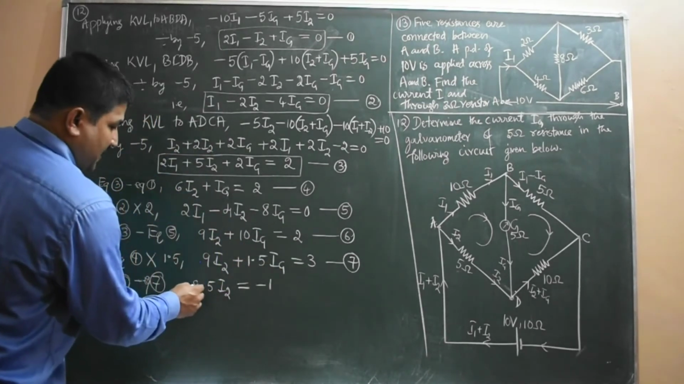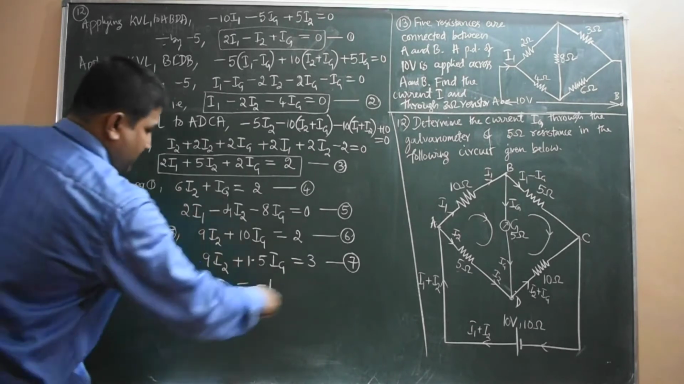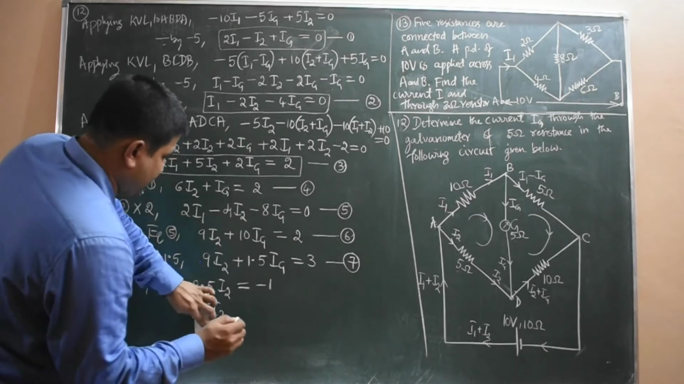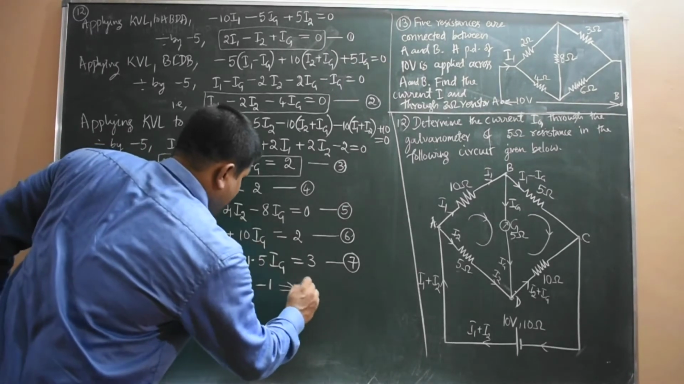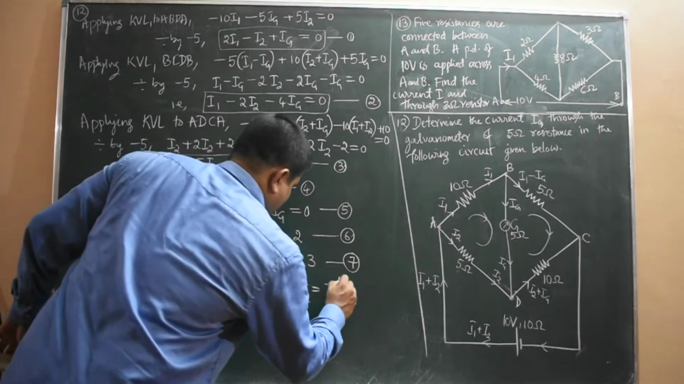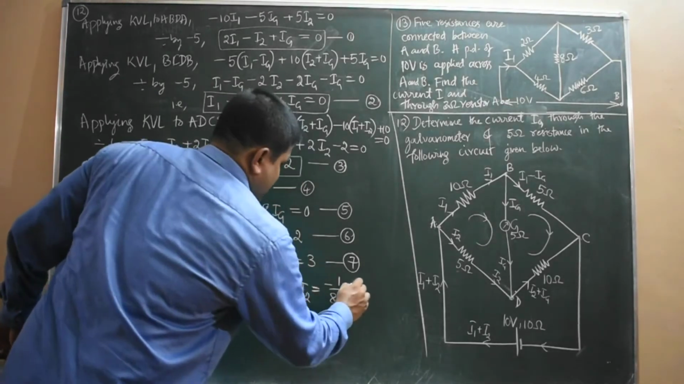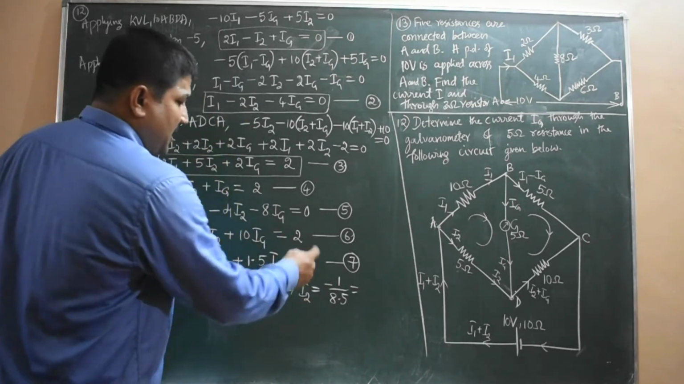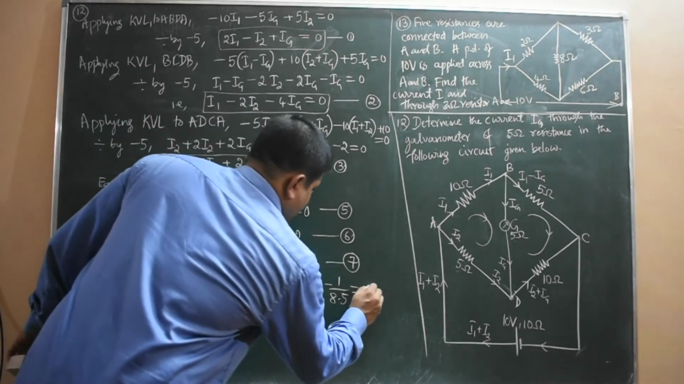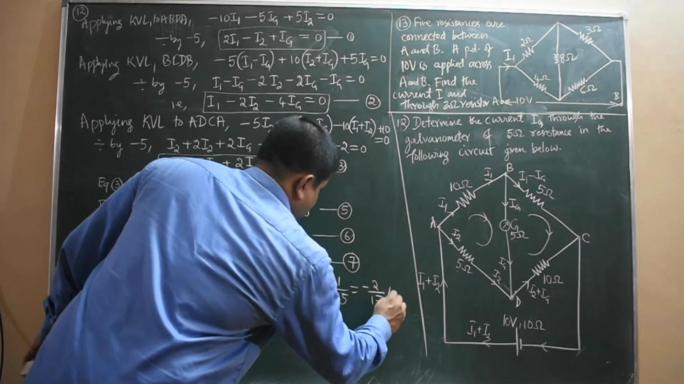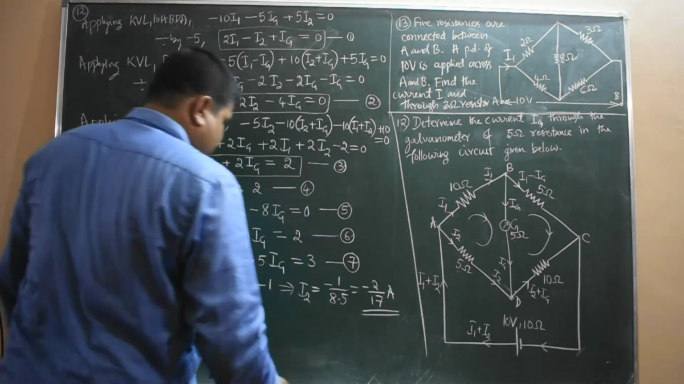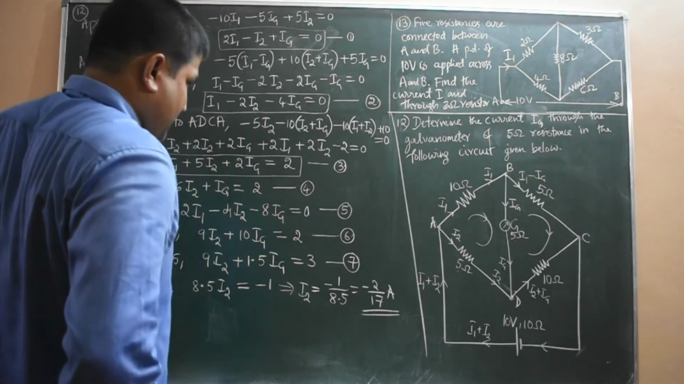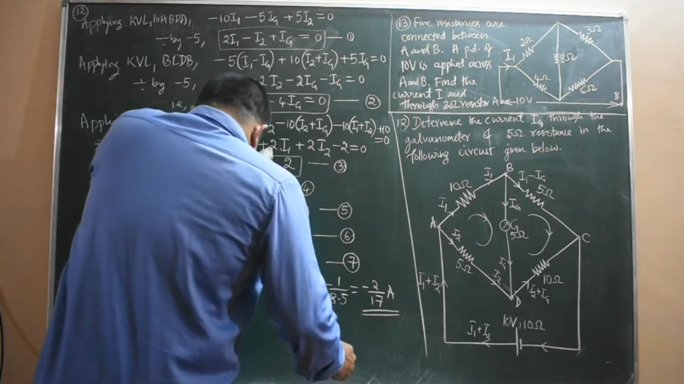Okay, so multiply 2 on both the sides and take this 8.5 that side. So Ig equal to minus 1 by 8.5. You can find the value by using the calculator, or multiply by 2 and 2, so it becomes minus 2 by 17 ampere. So this is the current through the galvanometer branch. Current through the galvanometer branch is minus 2 by 17 ampere. Okay, that's it. So that is the answer what we need actually.